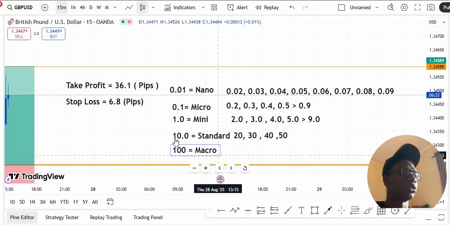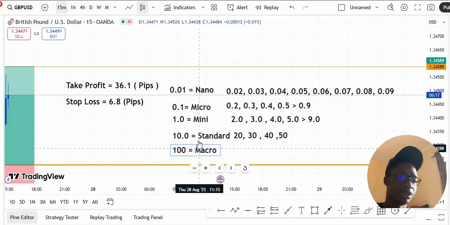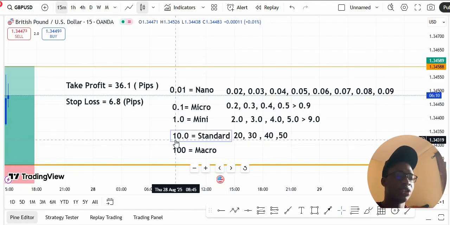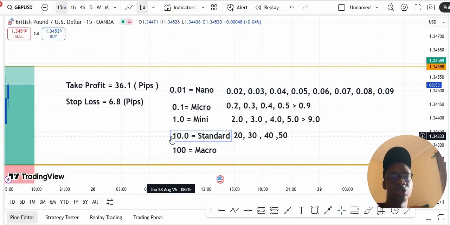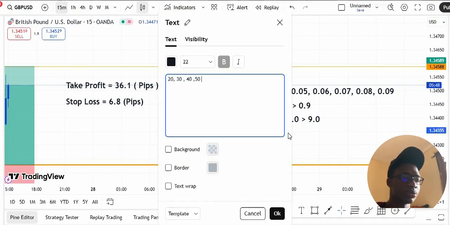Let's now move to the 10.0 standard lot, which is going to be the big boy's number. This is going to be giving us $100 per pip. So if we get 5 pip on 10.0, it's going to be giving us 500. So 20 lot on 5 pip is going to be giving us double of that, which is 1,000.